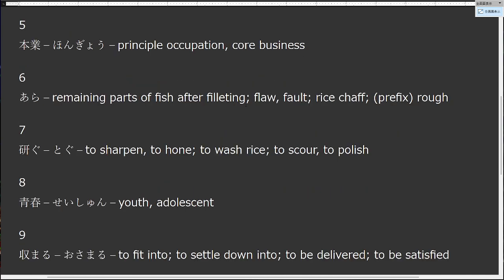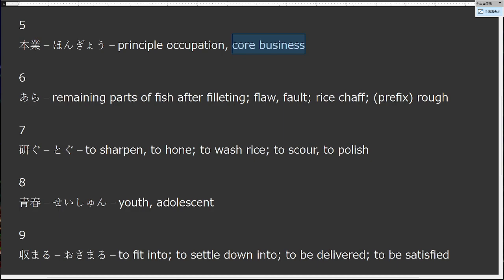Number 5 is hongyo. Hon on the left side for true, and gyo on the right side for business. The main or principal or core business of something, like Staples sells paper and printers and everything, but I think it's mostly like a corporate supply paper kind of deal. So hongyo is the principal occupation or core business of some business.